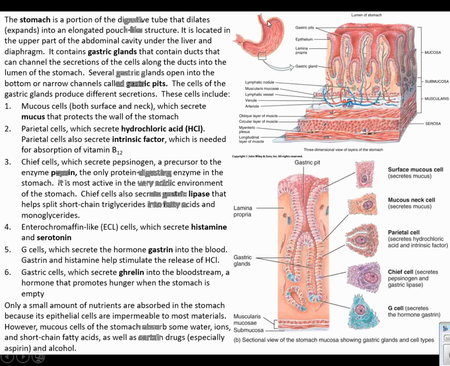Other stuff released within our gastric pits include histamine and serotonin by way of enterochromaffin-like cells, or ECL cells. Histamine, along with gastrin, a hormone released by G cells, helps to stimulate the release of that hydrochloric acid. I'll show you a figure and demonstrate that here in a second. And then gastric cells secrete ghrelin. Ghrelin's another hormone. This is what prompts us to be hungry when our stomach is empty.